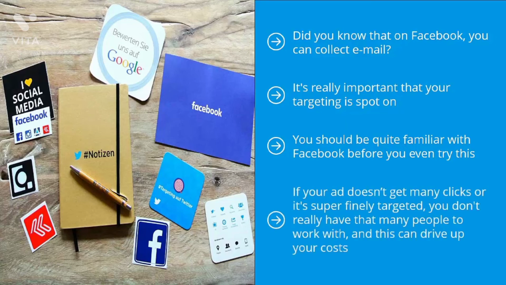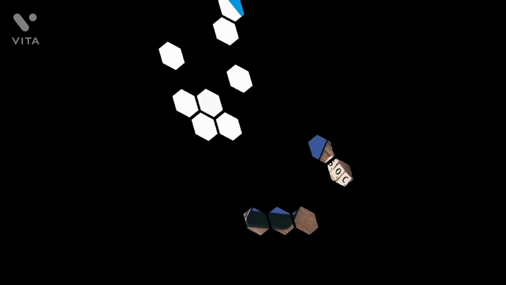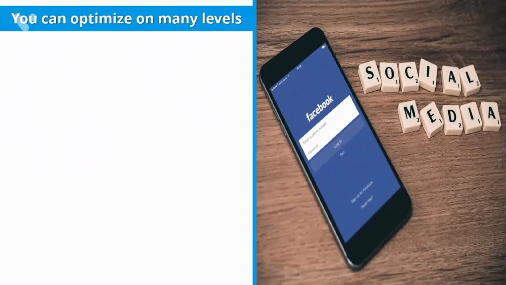If your ad doesn't get many clicks or it's super finely targeted, you don't really have that many people to work with, and this can drive up your costs. You have to know how to optimize your ad campaigns on Facebook for this to make sense. You can optimize on many levels. There are 3 levels you can optimize.